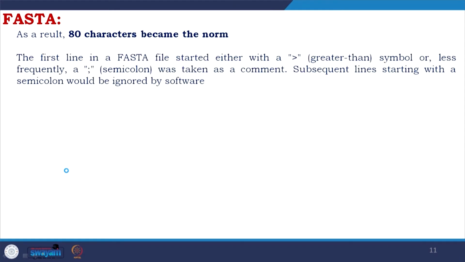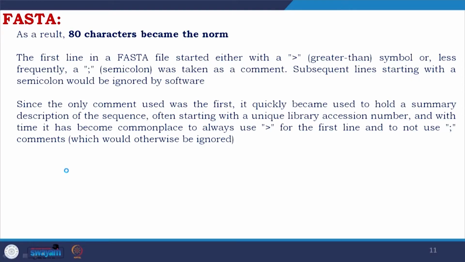The first line in the FASTA file started with a greater than symbol, or sometimes a semicolon was taken as a comment. Subsequent lines starting with a semicolon would be ignored by software. So, if you want to write some information for your understanding regarding the sequence, if you do this, then software would not read them as a part of the sequence.